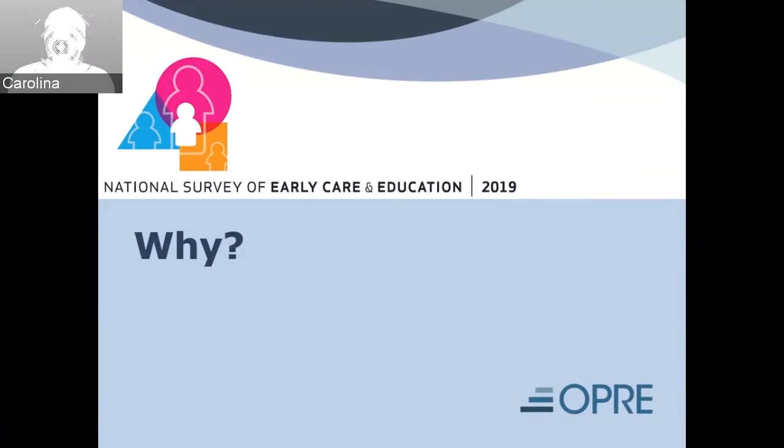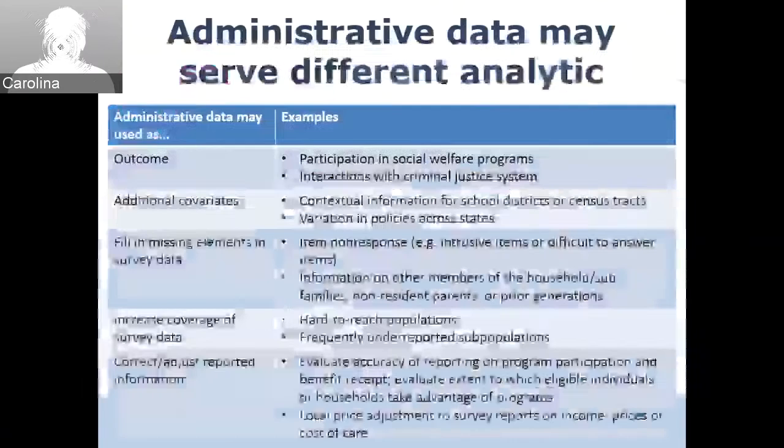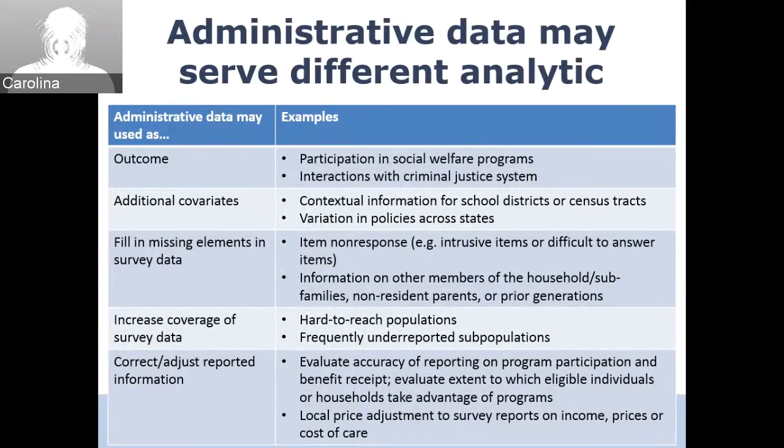Let's talk a little bit about why you may want to link survey data and administrative data. I will spend a little bit of time on this slide, and this is based on literature on linkage between administrative and survey data, and also some of the examples that I have come across in my own work or in reading the work of others. The administrative data may be used as an outcome, and standard examples here are participation in social welfare programs or any benefits such as CCDF, which is very relevant for the ECE world, or an interaction with the criminal justice system.